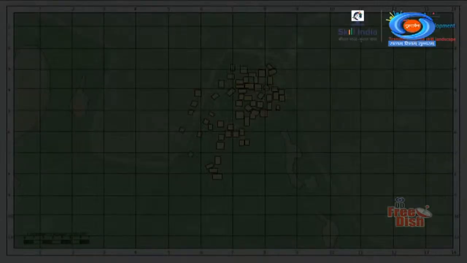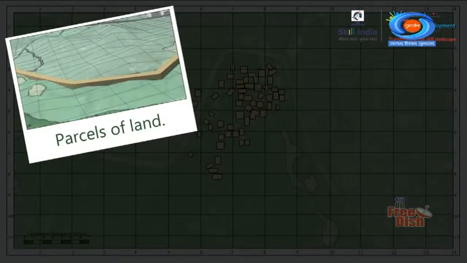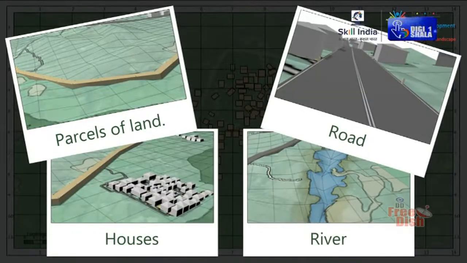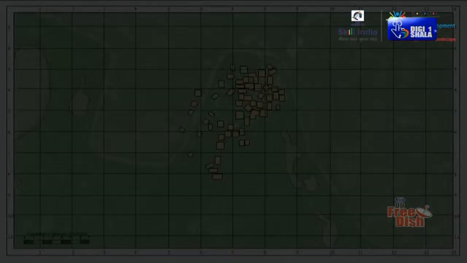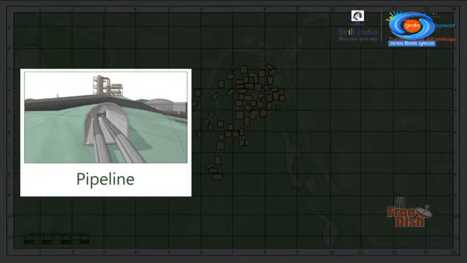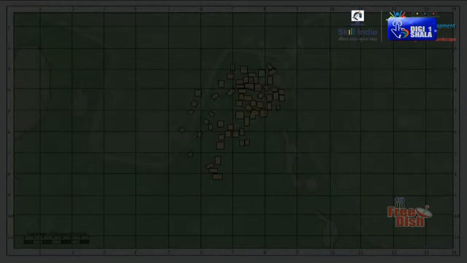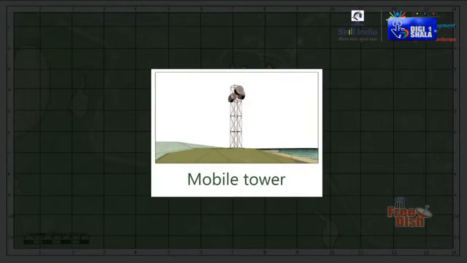Some of these things are on the surface. For example, look at these parcels of land. Also, look at these roads, houses, and rivers too. Some are below the surface of the earth. For example, the pipelines, drainage or water are below the surface of the earth. Similarly, there are a few things that are above the surface of the earth. For example, the tower on the hill. Aren't they above the surface of the earth?